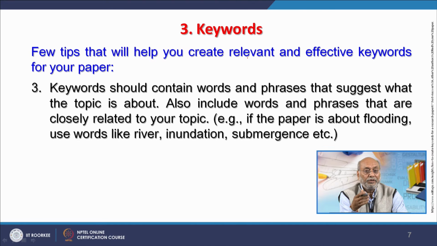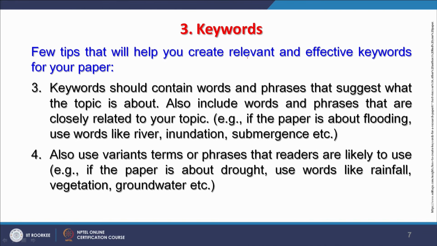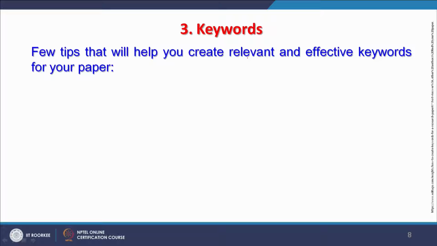So, somebody who is searching about flooding or these things will immediately get your paper. Similarly, use variant terms or phrases that readers are likely to use in keywords also. For example, if a paper is about drought, you can use words like rainfall, vegetation, groundwater, etc. Because in a paper on drought, these words might be used because there might be less rainfall or no rainfall, that is why drought is there. There might not be vegetation because of no rainfall or drought. Similarly, the groundwater levels may be down. So, if somebody is searching, they will get the idea about this. Sometimes variant terms or related words can be used, which are indirectly related with the topic.